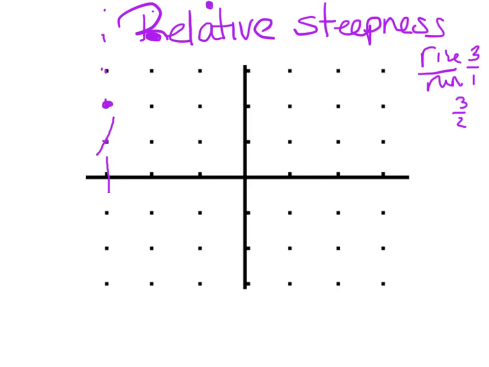Okay, so relative steepness means that your slope at 3 better be a heck of a lot steeper than your slope at 3/2.